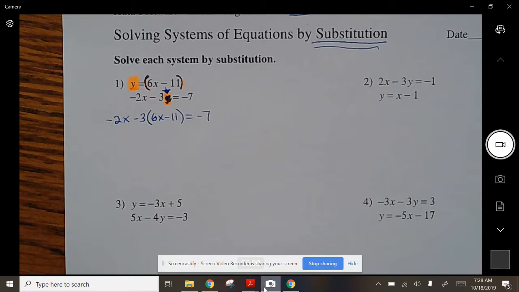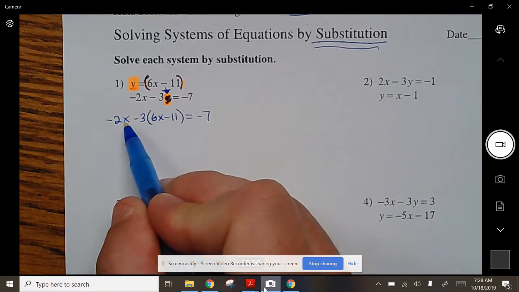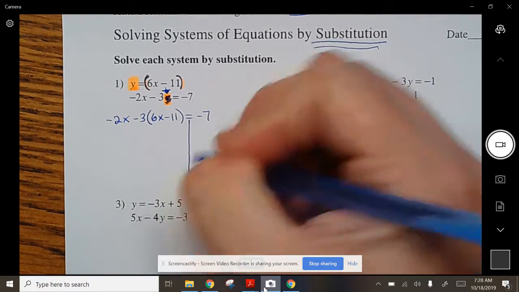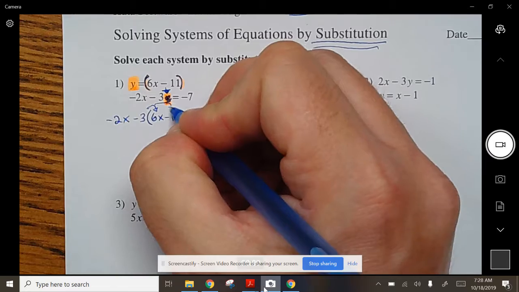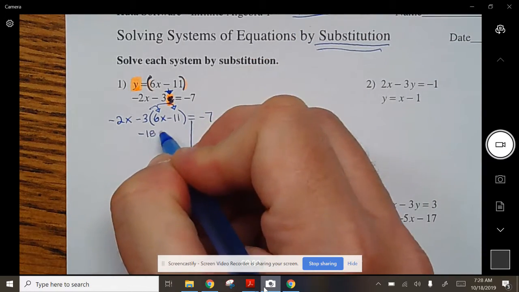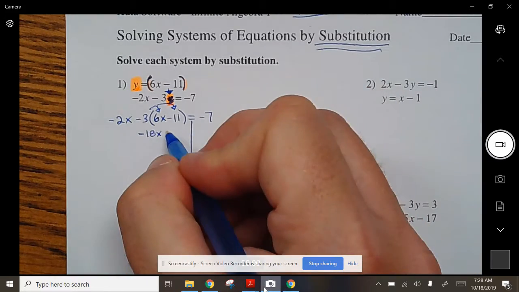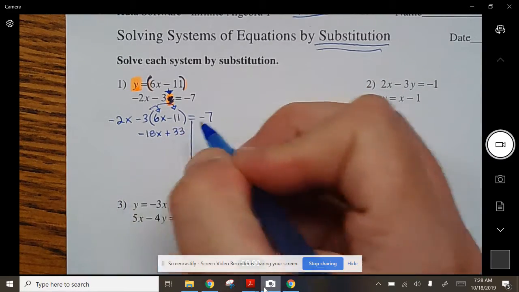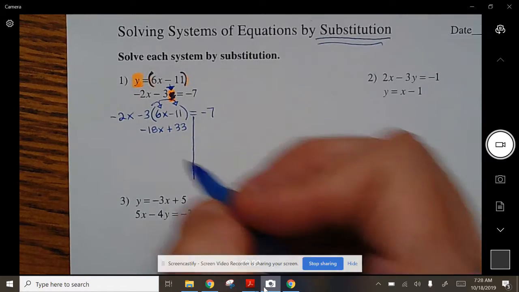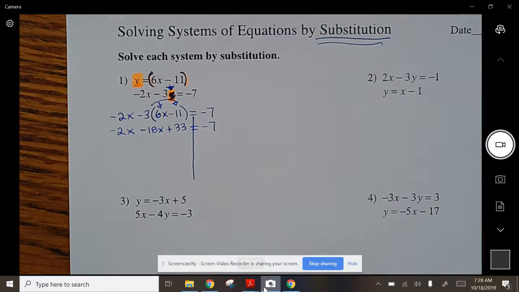Now you have to solve this equation just like you know how to. You're going to solve it for the variable of x. Your first step, you're going to distribute. Negative 3 times 6 is negative 18x. Don't forget your negatives. Negative 3 times negative 11 is positive 33. And then we'll put this negative 2x on this side equals negative 7.